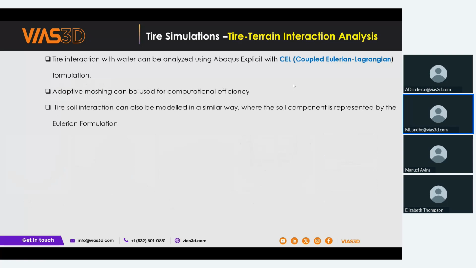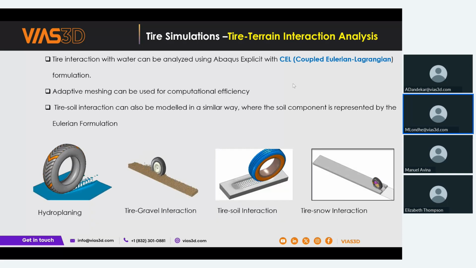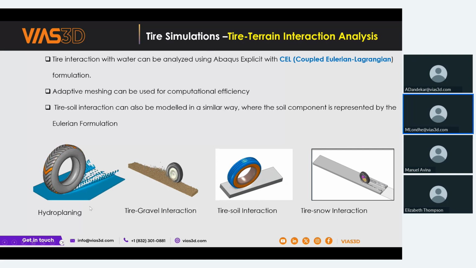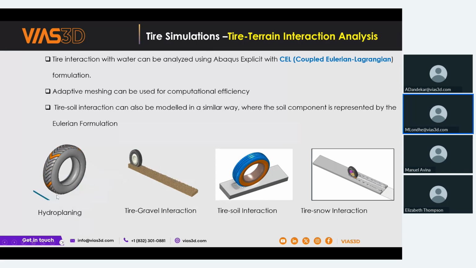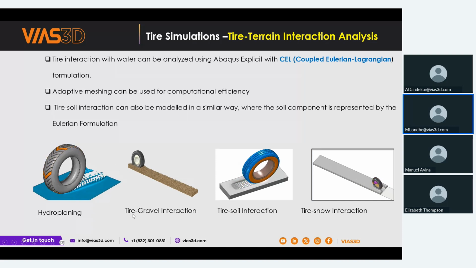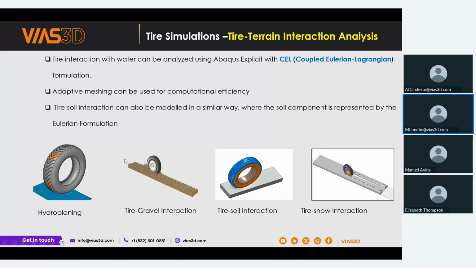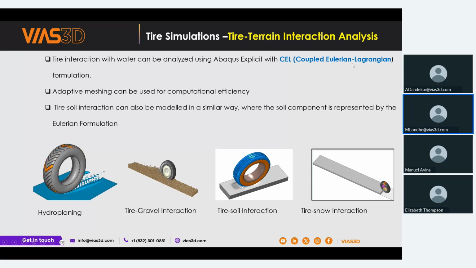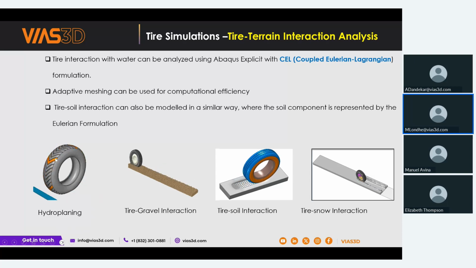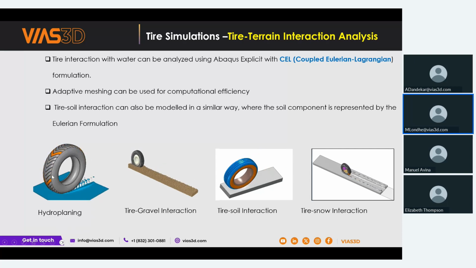So again, one of the important and slightly complex simulations is tire interaction analysis. In such analysis, there are different categories, like hydroplaning, where you analyze the tire with water, and second, tire-gravel, tire-soil, and tire-snow interaction. All these simulations share a common approach, the coupled Eulerian-Lagrangian approach, where you use the Lagrangian approach, in which your material and mesh both deform.